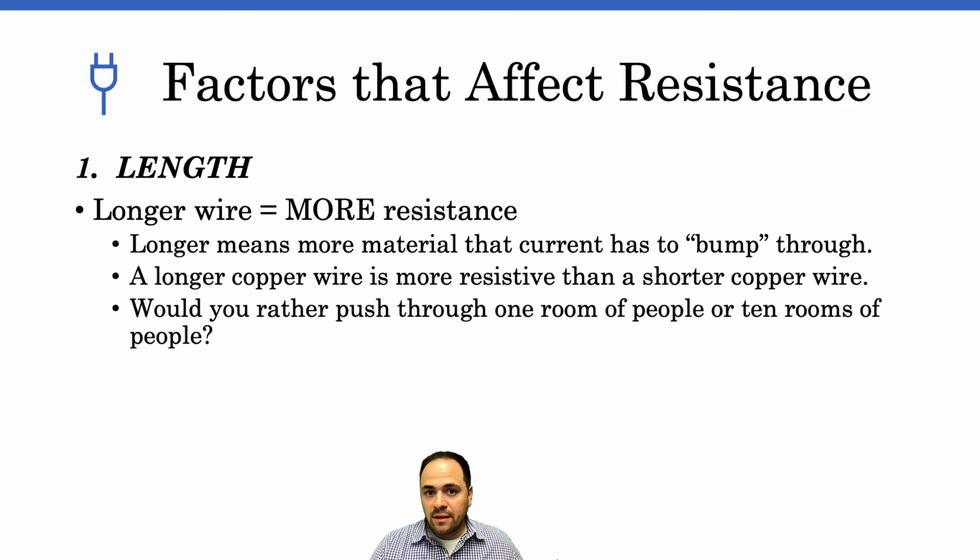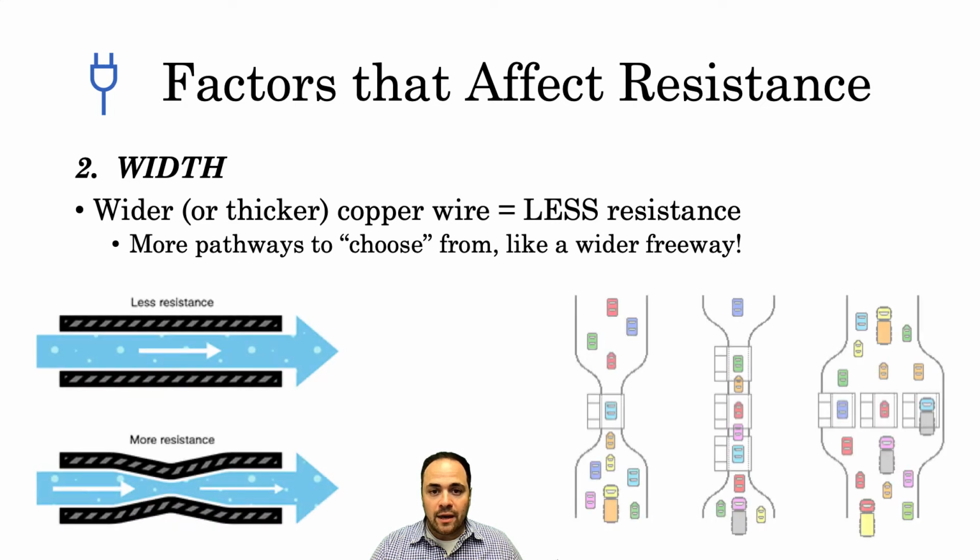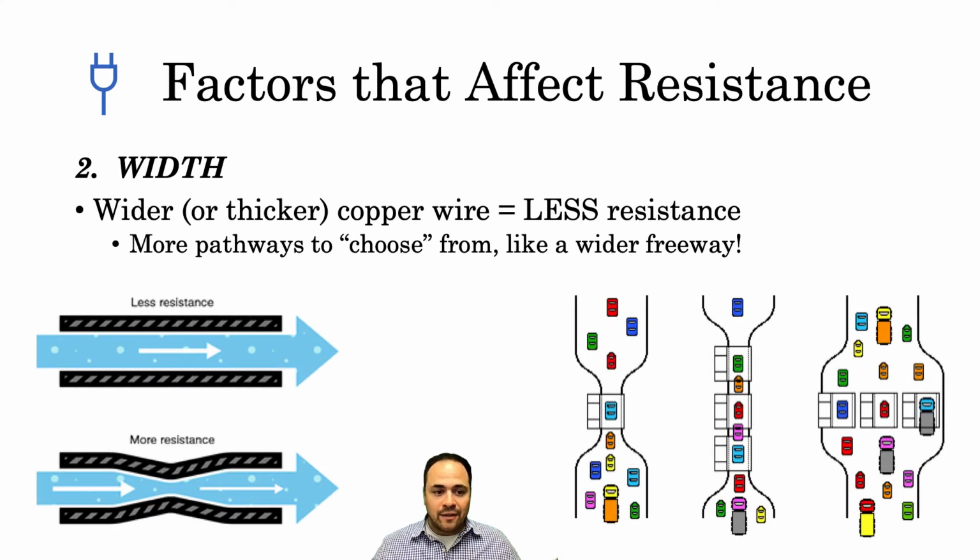Now, I mentioned the gauge of wire, the thickness of wire, and that's another factor that goes into resistance, the width of something, or the width of a conductor. If the wire is wider or thicker, there's less resistance. You're giving more pathways for the electrons to flow. It's like widening the freeway or making the water pipe bigger. There's more options, more pathways. It's easier to flow through when you have a thicker material.